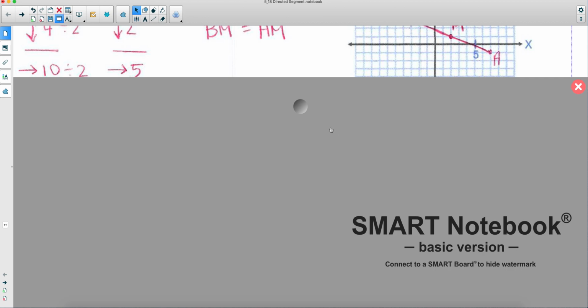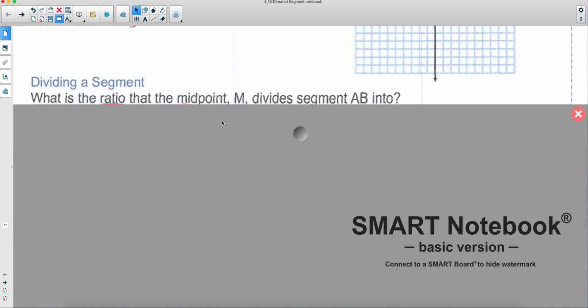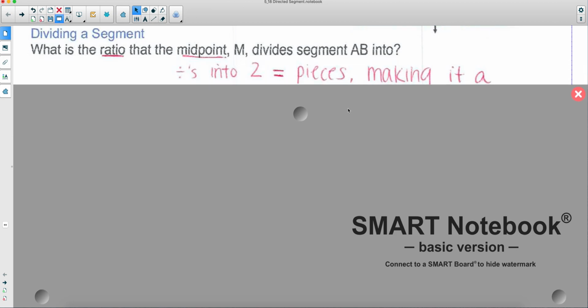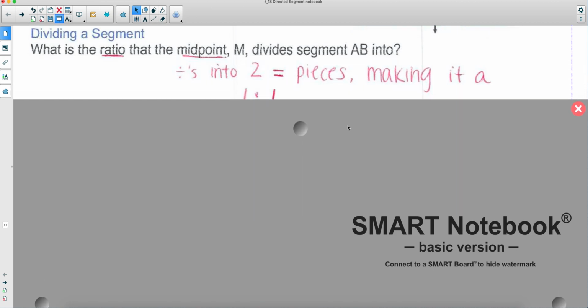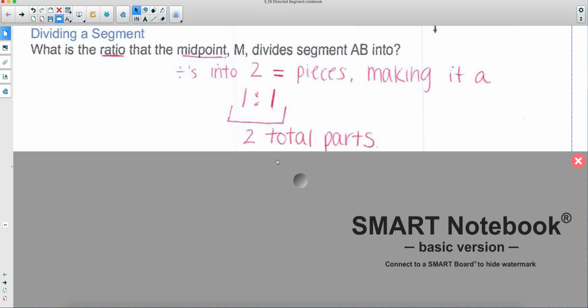So now let's throw in this question to you. What's the ratio that M divides segment AB into? Well, there's 2 equal parts, right? So if M divides it into 2 equal pieces, it makes it a 1-to-1 ratio. Now, if it's a 1-to-1 ratio and there are 2 parts, think about what these pieces mean in terms of the whole thing. There's 1 part and 1 part, which gives you 2 total parts. So anytime you're dealing with a ratio, you can figure out the total number of parts by adding these 2 pieces together.